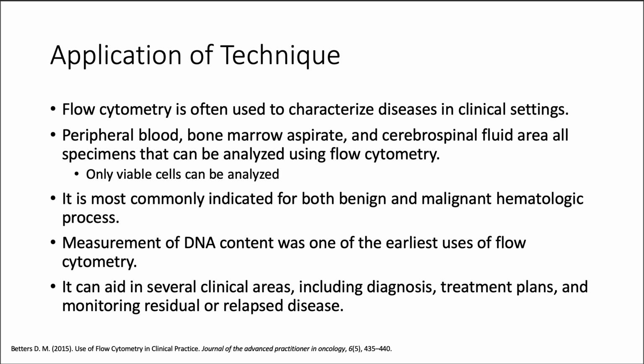So the application of the technique is that flow cytometry is often used to characterize diseases in clinical settings. Some examples would be peripheral blood, bone marrow aspirate, and cerebrospinal fluid, all specimens that can be analyzed using flow cytometry. And this can only be used with viable cells, which are to be analyzed. It is most commonly indicated for both benign and malignant hematologic processes.